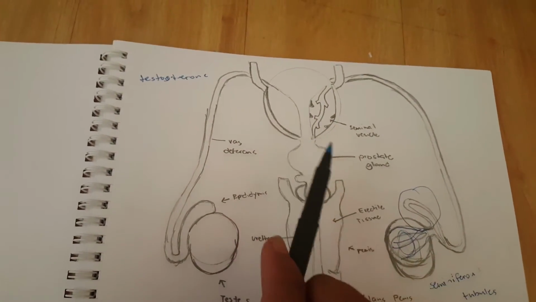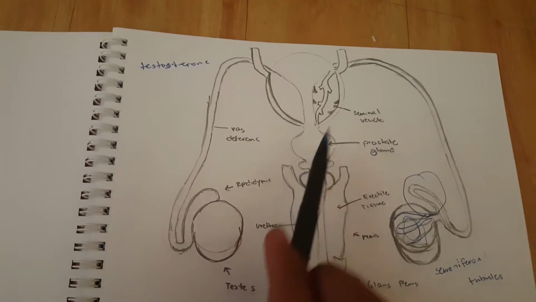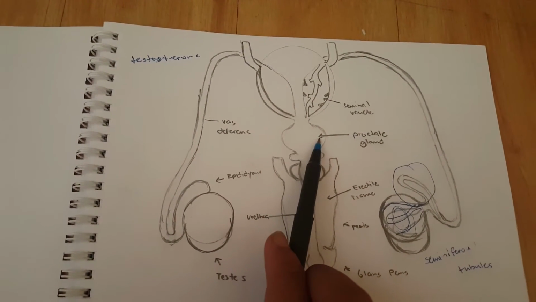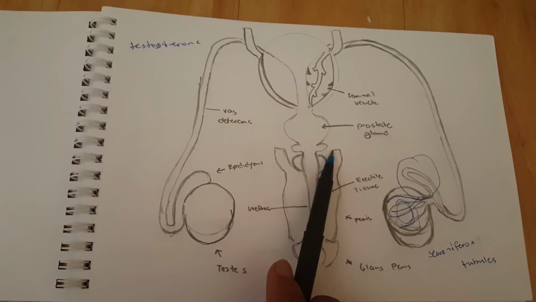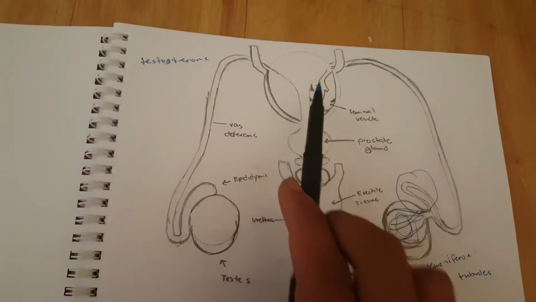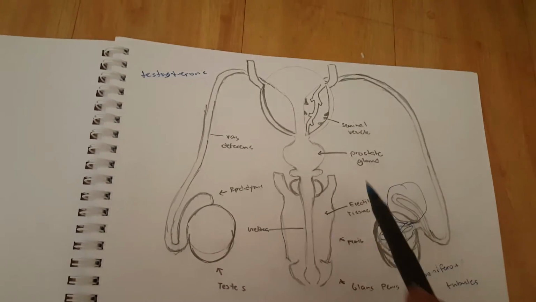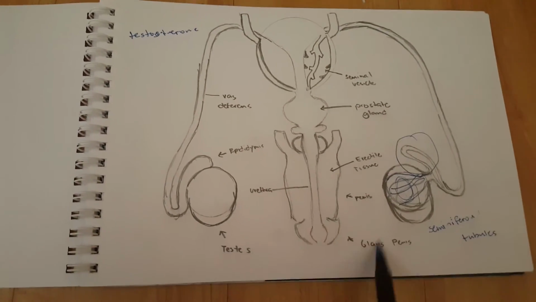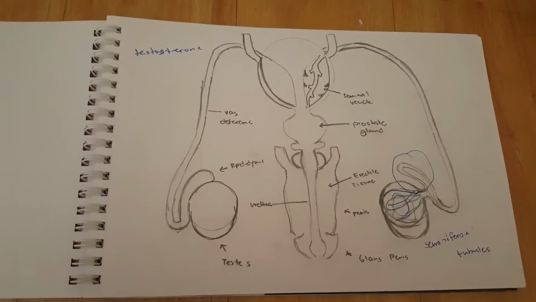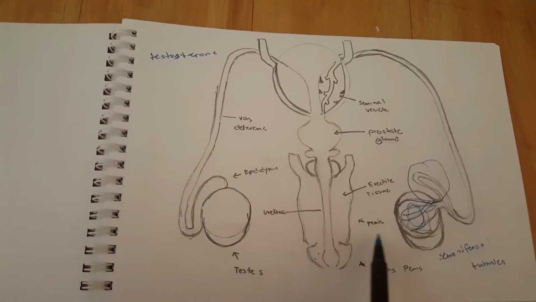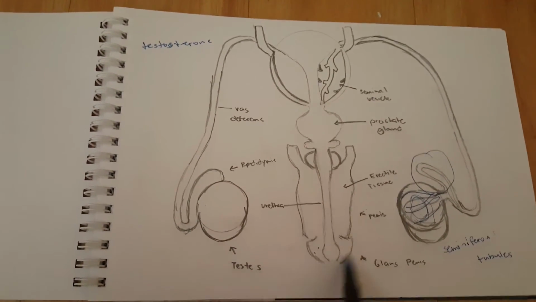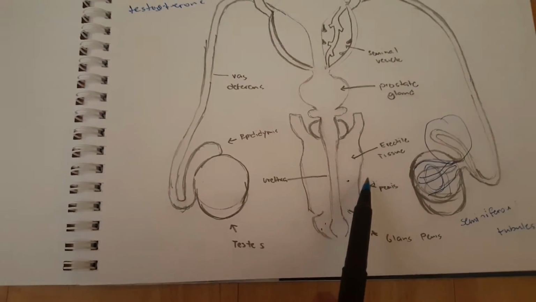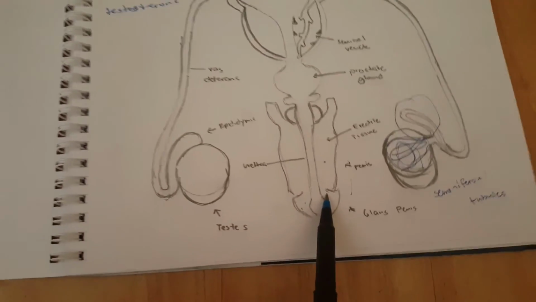seminal vesicle to the prostate gland, where the sperm will be mixed with the seminal fluid known as semen from the seminal vesicles and the prostate gland, and then will be pushed to the urethra out of the penis. The semen that will be ejaculated out of the penis will contain 500 million sperm cells.